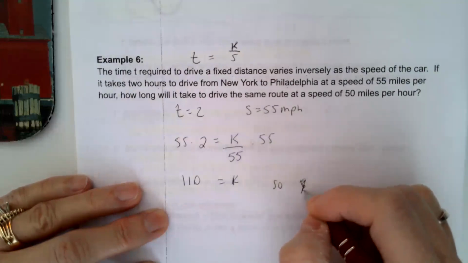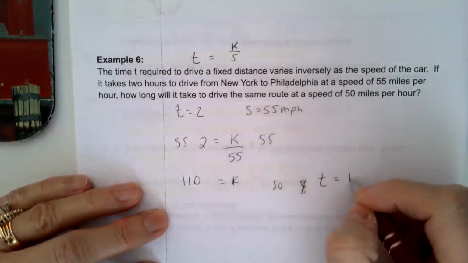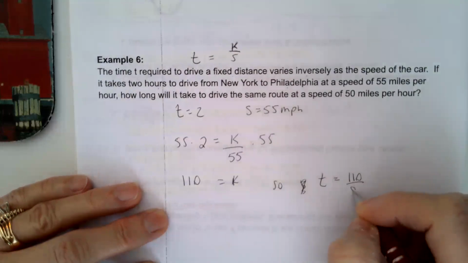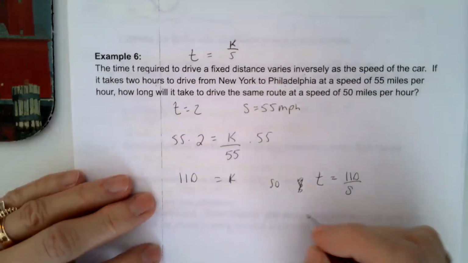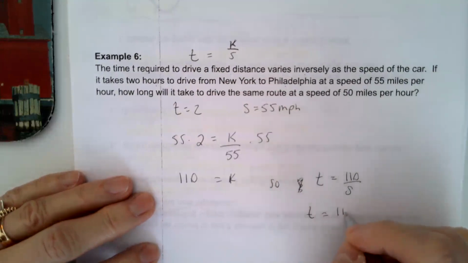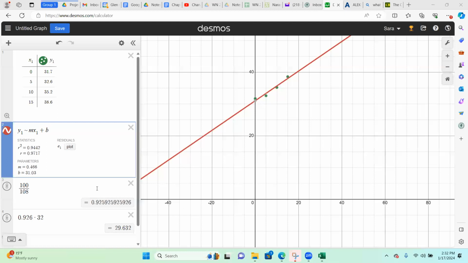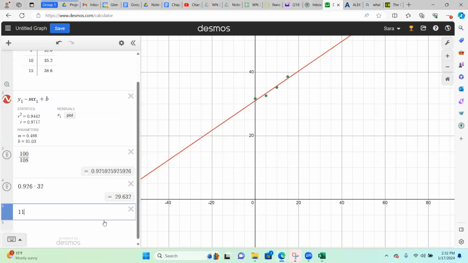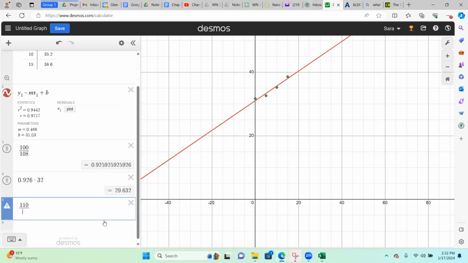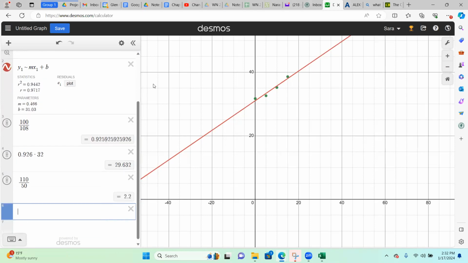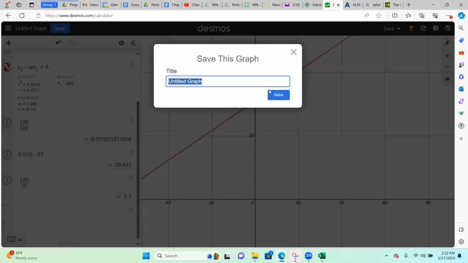So my formula is t equals 110 over s. So now I know if I'm only going 50 miles an hour, my time is going to be a little more. I'm going to find that out in Desmos here. 110 divided by 50, and that's 2.2 hours. So instead of 2 hours, it's going to take 2.2 hours to get there.